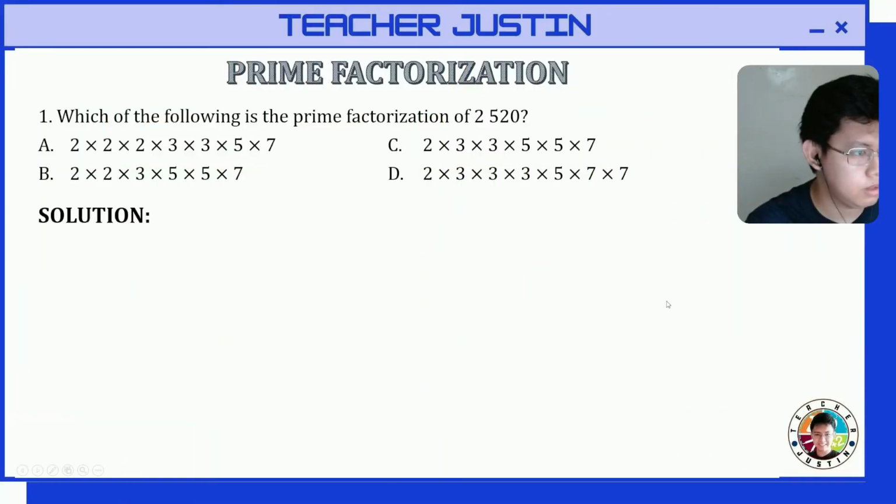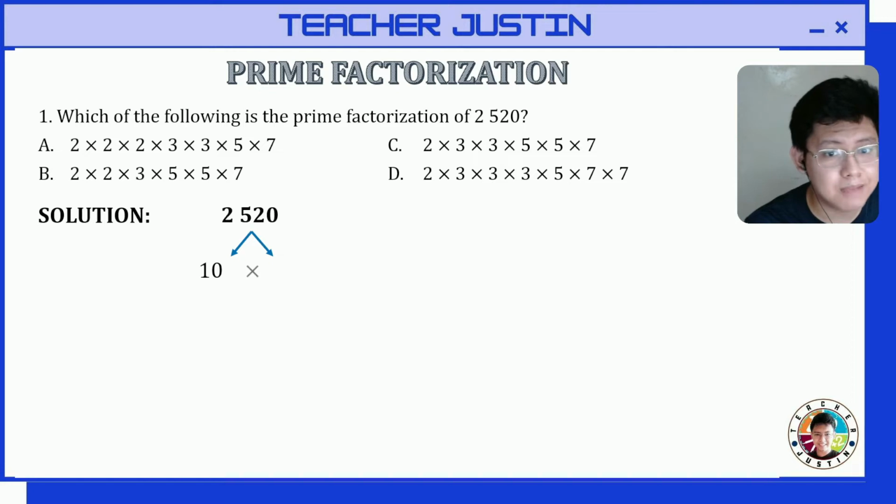Let's go! Okay, let's have this item. Which of the following is the prime factorization of 2,520? So, para masagutan natin to, kunin natin si 2,520 and let's try to factor 2,520. So, start tayo with yung factor niya na 10 times 252.